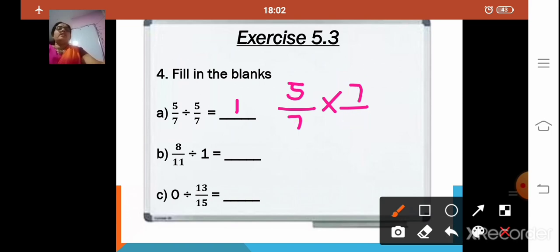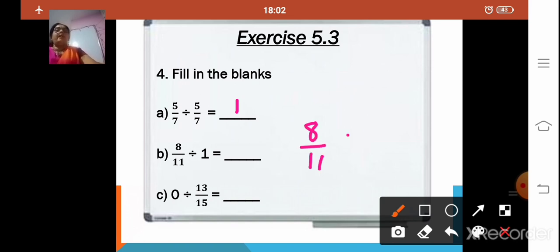Okay, coming to the second question. 8 upon 11 divided by 1. When you divide, that is 8 upon 11. According to the property, divided by 1 means into 1 upon 1. When you simplify, that means it will be the fraction itself. So your answer is 8 upon 11.